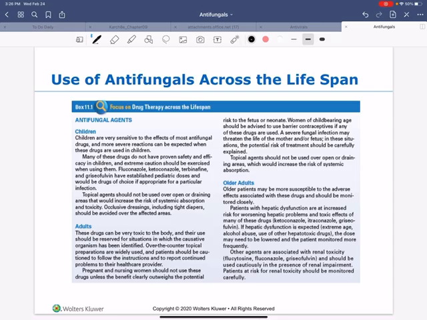Across the lifespan, with children, there's no proven safety, as with most of them. There are some that have established doses that we give, like if they have a yeast infection on their butt from diaper rash, or if they have oral thrush, which is common. We can go ahead and give some nystatin for that. Adults, again, it can be toxic, so we have to really watch, and we have to make sure that they're given as prescribed. Older adults are more susceptible, and there's toxicity also, especially to the liver with these types of drugs.